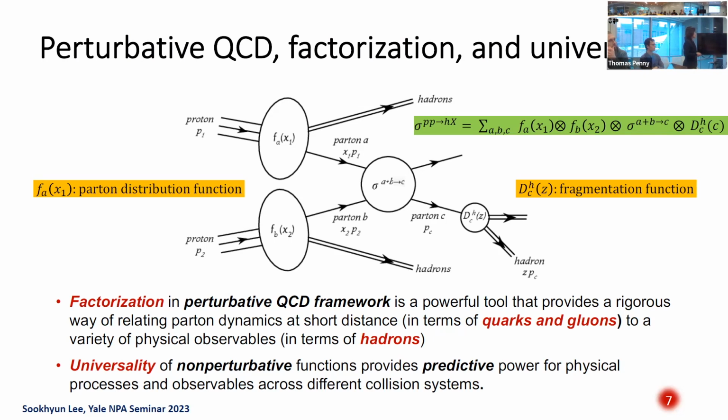In a similar way, finding a hadron inside a certain type of parton at the final state is defined in terms of fragmentation functions. So this factorization, when combined with the universality of these non-perturbative functions, is a powerful tool that can provide predictive power for physical processes and variables across the different collision systems.